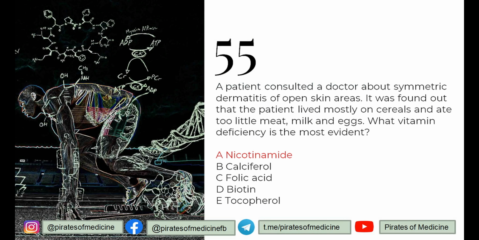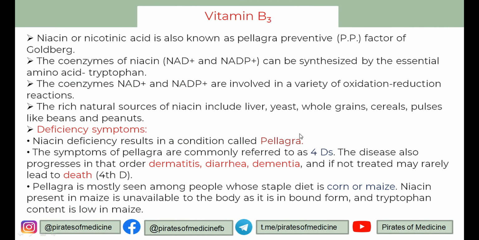So the next question is that a patient consulted the doctor about symmetric dermatitis of open skin areas. It was found that the patient lived mostly on cereals and ate too little milk, egg, and meat. What vitamin deficiency is the most evident? Same question. Symmetric dermatitis of open areas is a symptom of pellagra, the first D, and the patient is not eating milk, meat, and eggs, which are the source of vitamin B3 or niacin. So that is why they will have pellagra, and that is the reason.